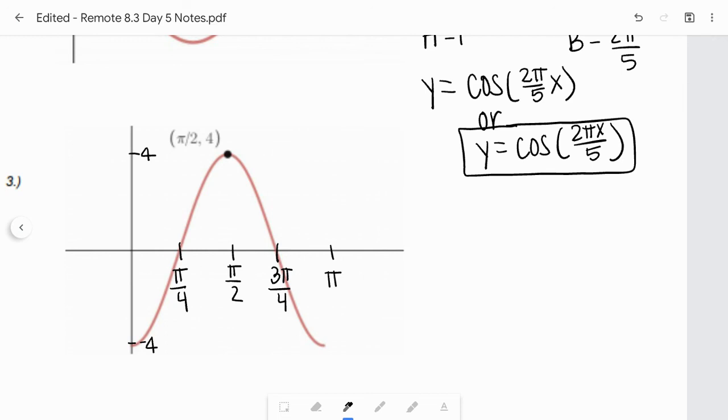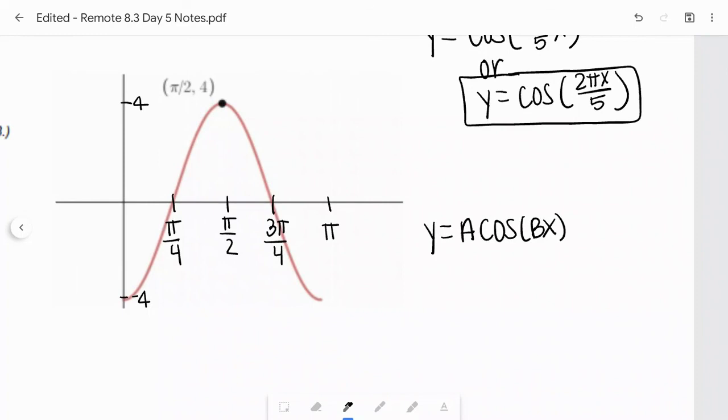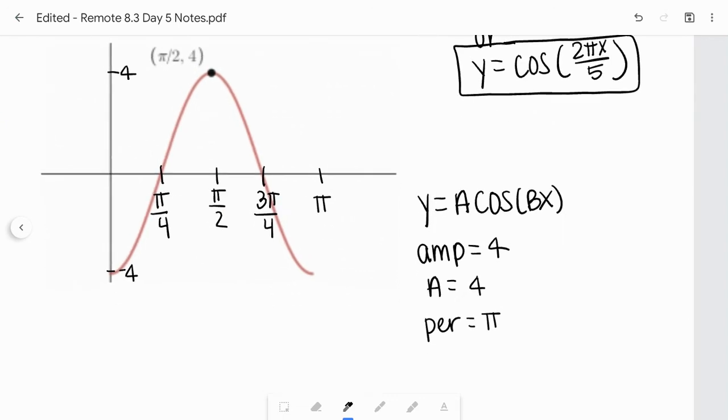Okay, I am starting at the maximum, or sorry, at the minimum. So since I'm not starting at the origin, this is going to be a cosine graph. So we're going to follow y equals a times cosine of bx. Okay, I already know that the amplitude is equal to 4. So A is equal to 4. The period is equal to pi, because that's where I finish one full rotation of this cosine graph.